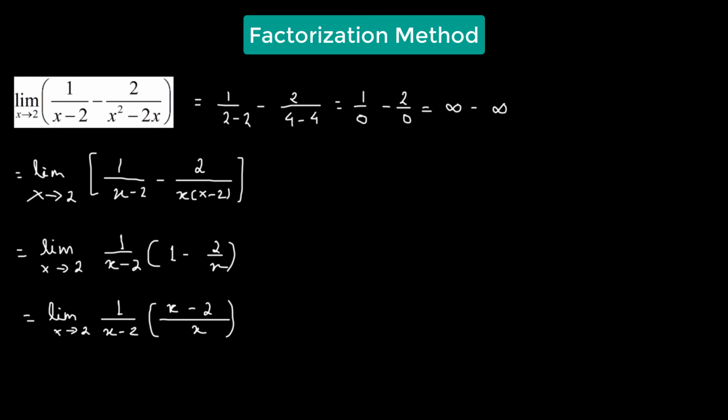Now when we substitute for the value of x, that gives us an indeterminate form of 0 over 0. So what we're going to do, we're going to factor out x minus 2, which is common to both the numerator and the denominator. And that leaves us with limit x approaching 2. So we have 1 over x. So that will be 1 over 2. So this is the limiting value of the given function when x approaches 2.